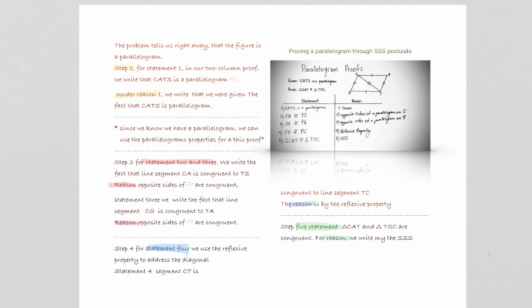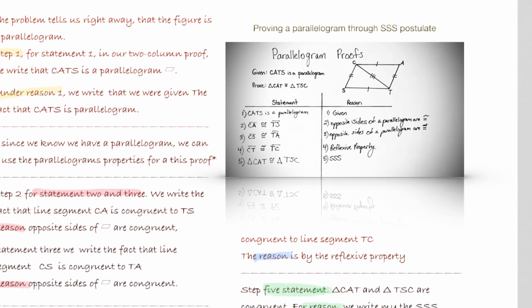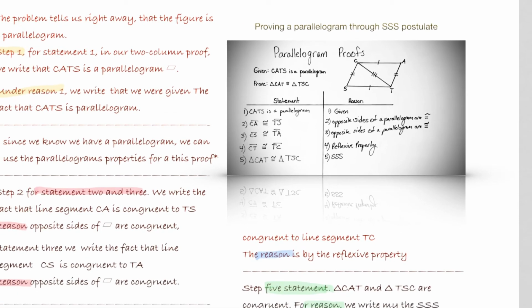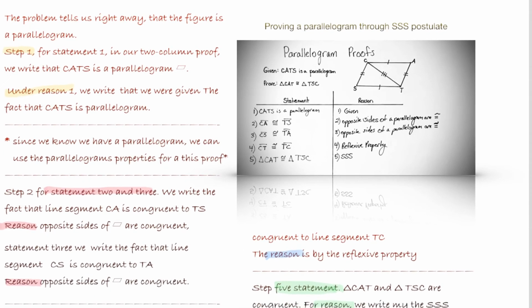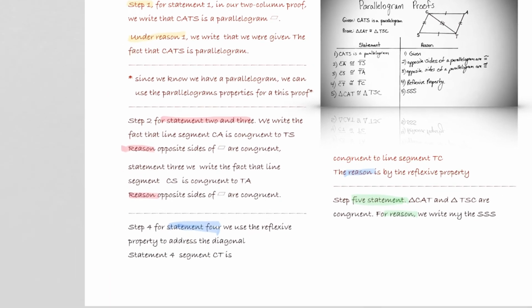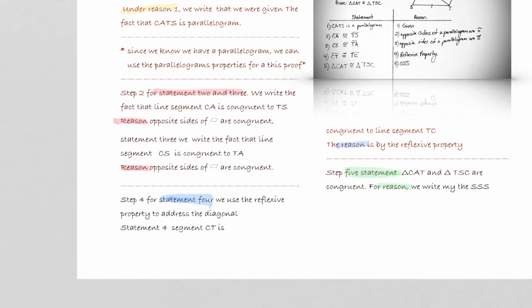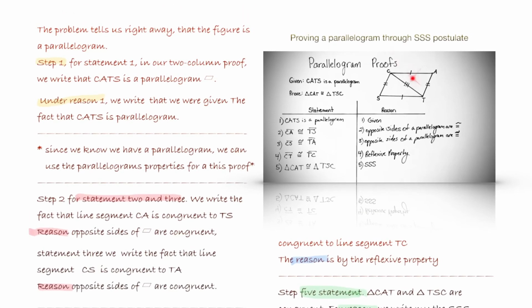So what we know looking at the information is the opposite sides of the parallelogram are congruent. And so let's go to the reflexive property to deal with CT. For statement 4, we use the reflexive property to address the diagonal that's in here. And we can say CT is equivalent to TC by the reflexive property.